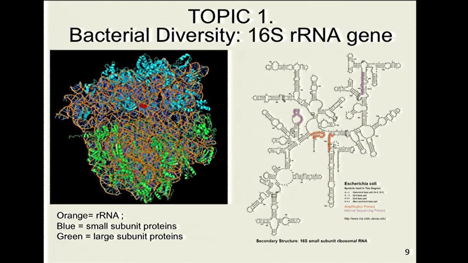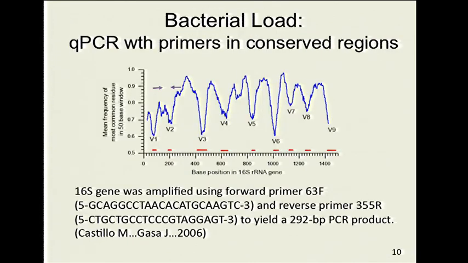And it's the 16S gene that Carl Woese and then Norm Pace really developed as a molecular signature for bacterial diversity. And I'm just going to spend the first part of this talk talking about how we use the 16S gene for characterizing bacterial diversity.